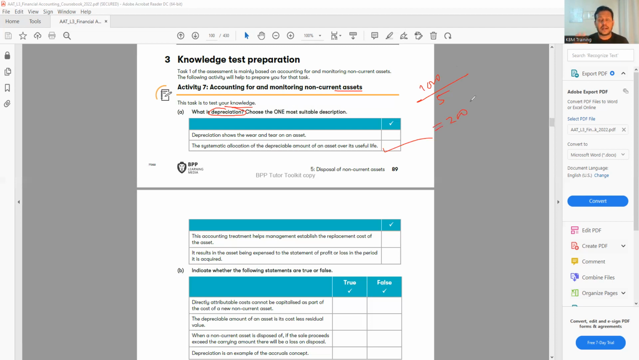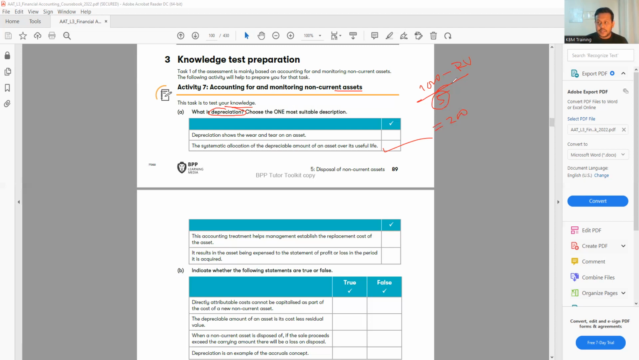So I have to keep counting until the asset value goes to 0. If there is any residual value, we have to minus it from here. Residual value means after 5 years, is there any value of this asset, or is there any selling value of this asset?